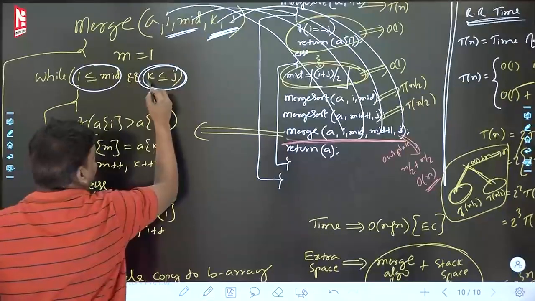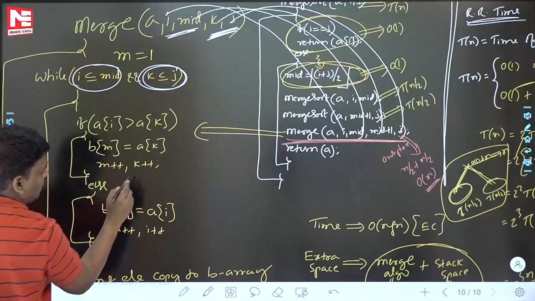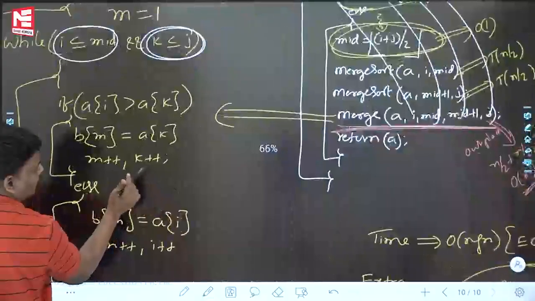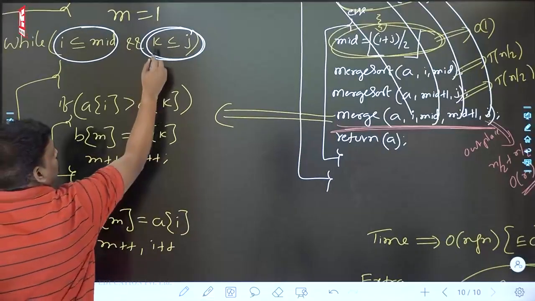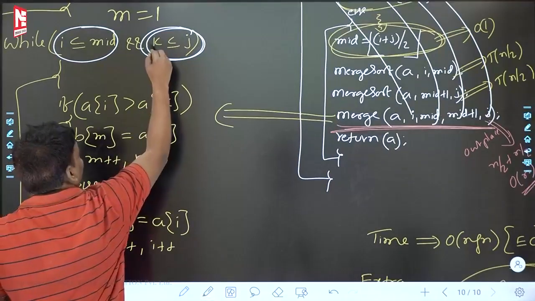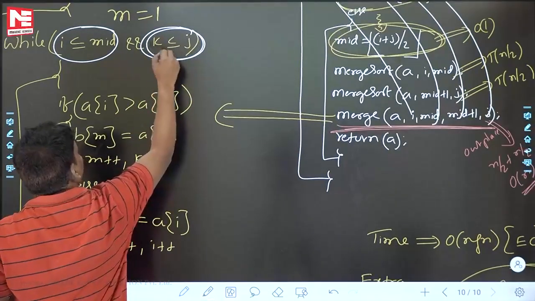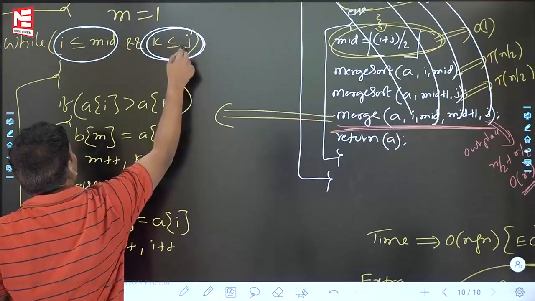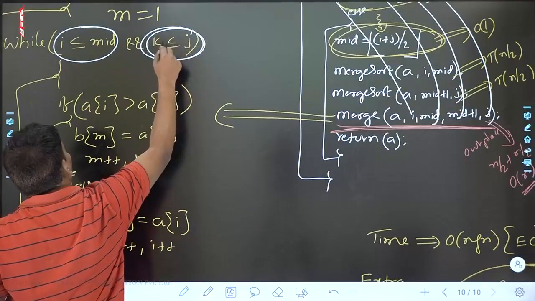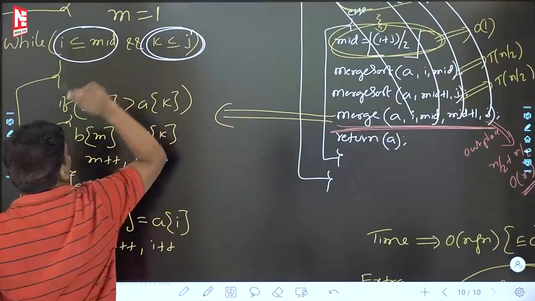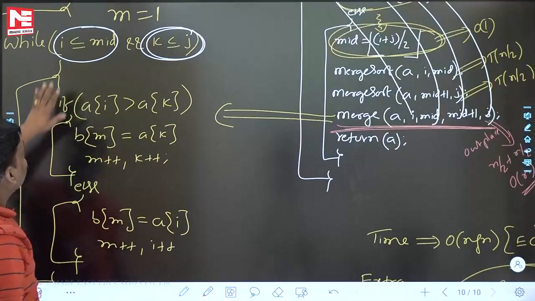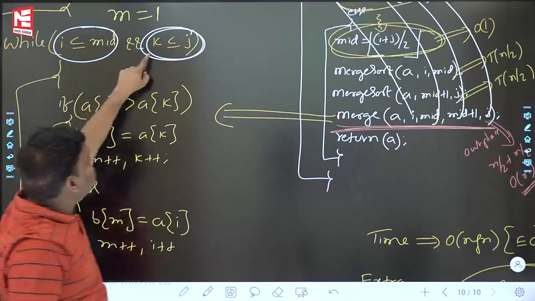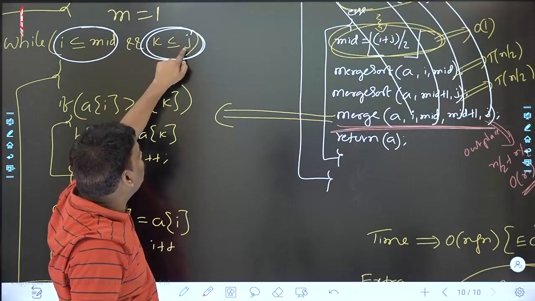Next, see the k value also. Whenever this loop is going on, i is increasing, and k also will increase sometimes. Say k value is 5 and j value is 8. 5 less than or equal to 8, 6 less than or equal to 8, 7 less than or equal to 8, 8 less than or equal to 8, 9 less than or equal to 8: condition fails. That is the indication that the second half is over. First half not over means i less than or equal to mid is true. Second half not over means k less than or equal to j is true.